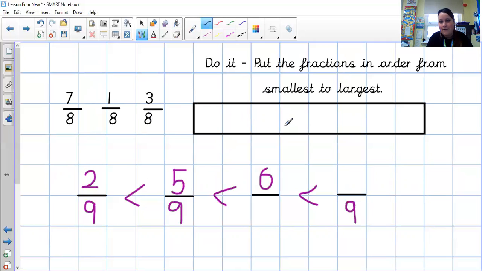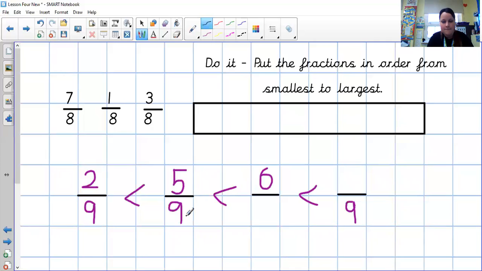So I would suggest that you have 8 squares, or you use a ruler and draw 8 centimeters, because the denominator is 8 and that stays the same for today's lesson. So if you split your whole into 8 equal parts, and then show me 7/8, 1/8 and 3/8, and order them from smallest to largest. You can also put that comparing symbol in as well. And then your second challenge for the do it is I have already given you some fractions. So we have got 2/9, and then I've put a comparing symbol in. So you need to be able to read that comparing symbol.